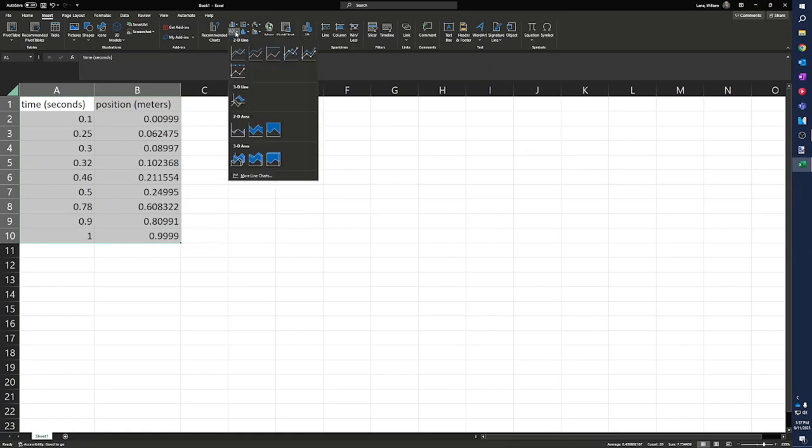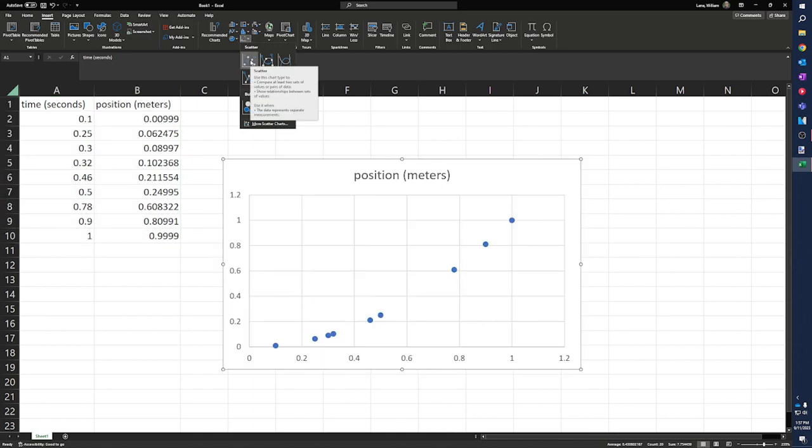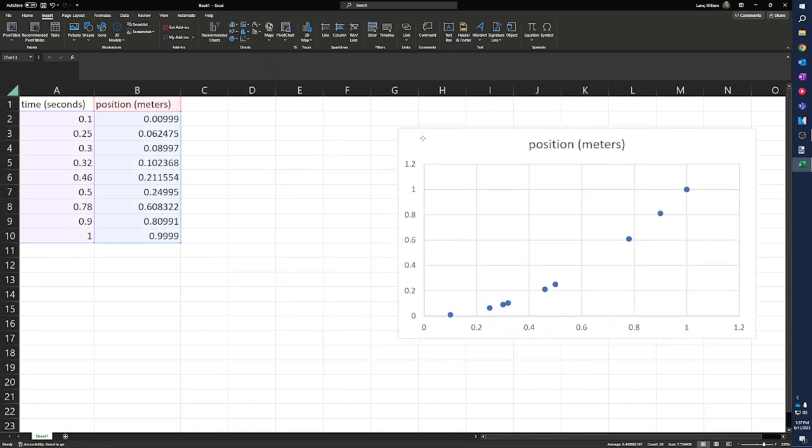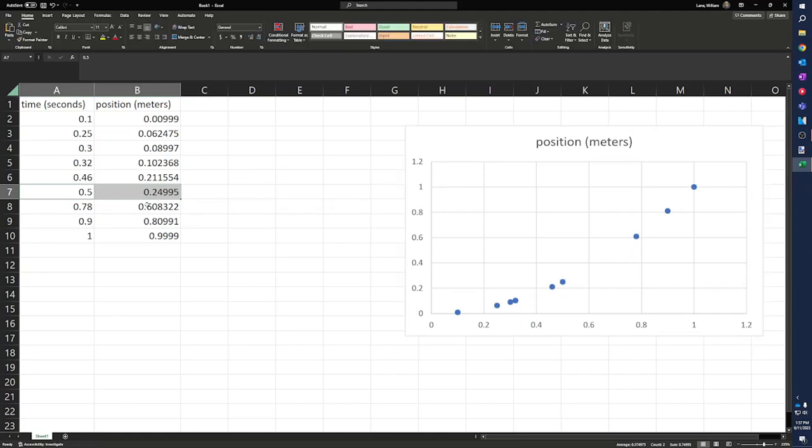Let's start with the one that we do want, a scatter plot. So we go to scatter, we select the dots here. Basically what this does is it means that each one of these dots corresponds to one pair of the data. So I can hover over this one, and I've got the little screen there that'll say 0.5, 0.24995. And I can match that up with this data point right here, 0.5 for the time value, and just under a quarter for the dependent variable.